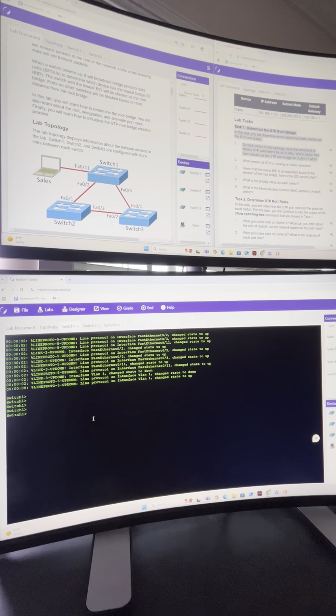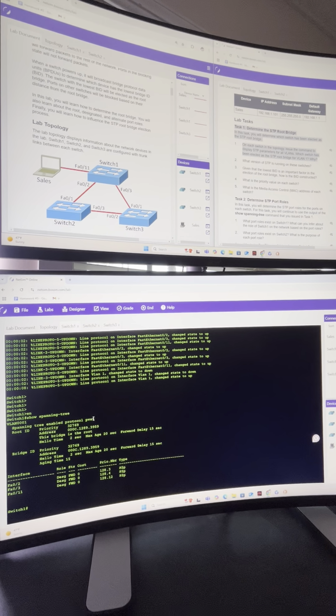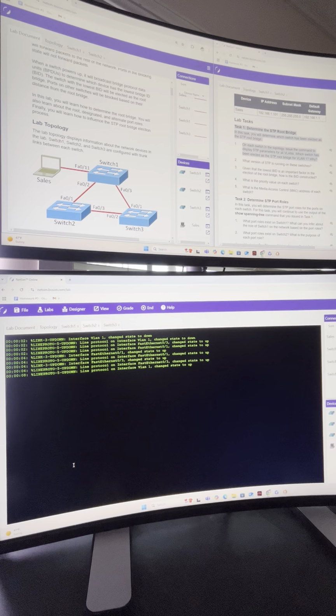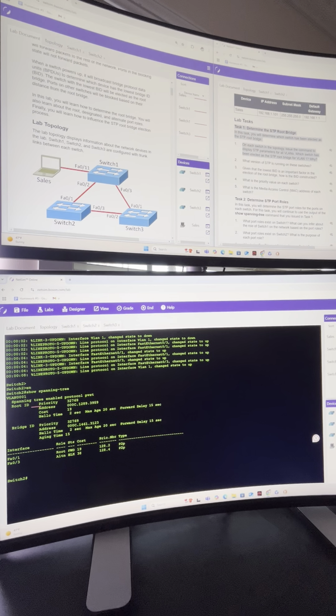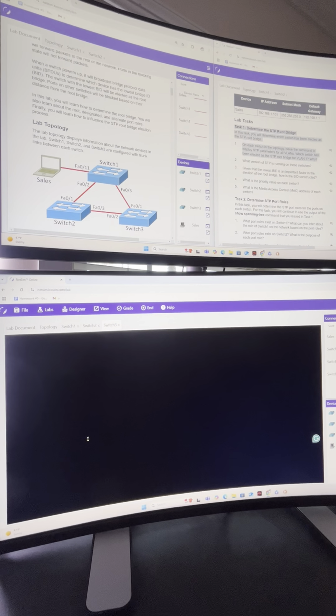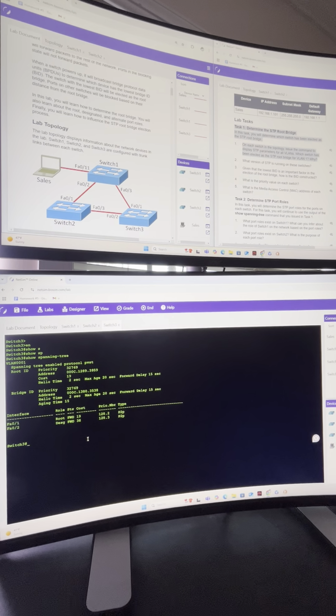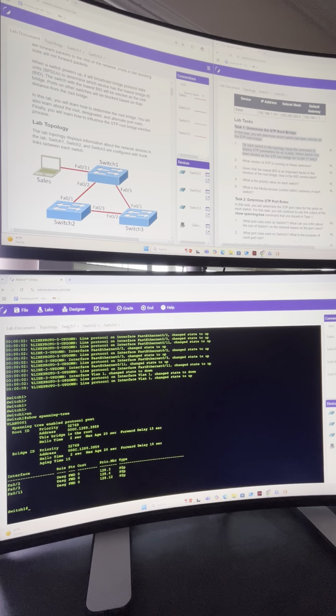All right, so if I do an enable and I do a show spanning-tree, hit enter. So the same thing on switch 2. Let's do an enable. Let's do a show spanning-tree. All right, and lastly on switch 3, let's do an enable. Let's do a show spanning-tree. Hit enter there. All right, so we're going to start out on switch 1.